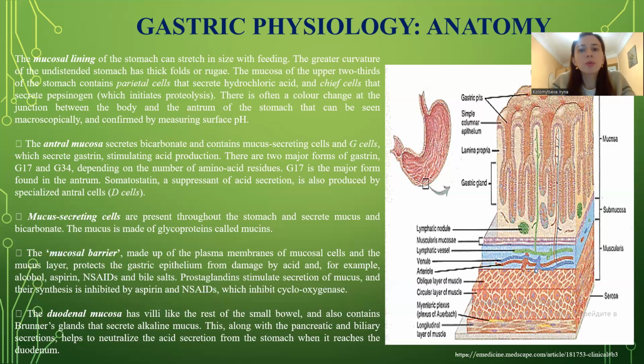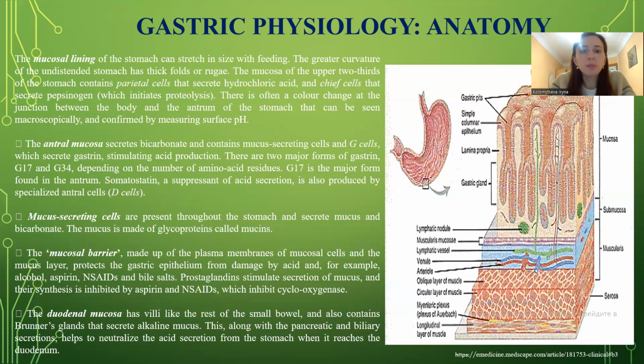The antral mucosa secretes bicarbonate and contains mucus-secreting cells and G cells, which secrete gastrin, stimulating acid production. There are two major forms of gastrin, G17 and G34, depending on the number of amino acid residues. G17 is the major form found in the antrum. Somatostatin, a suppressant of acid secretion, is also produced by specialized antral cells, D cells.